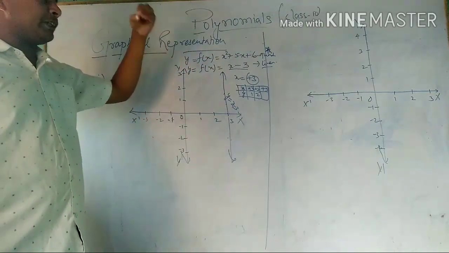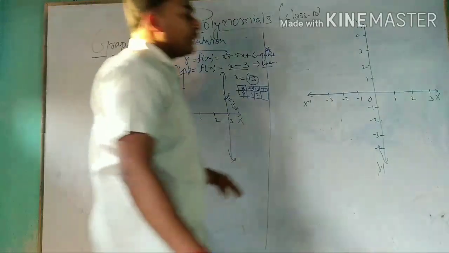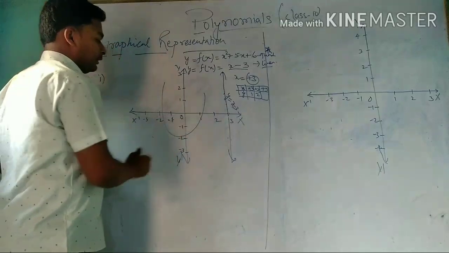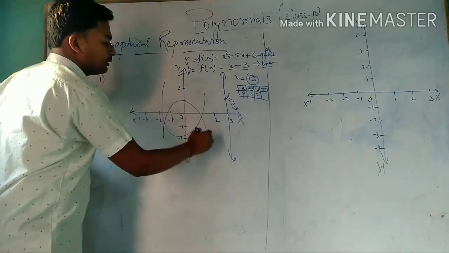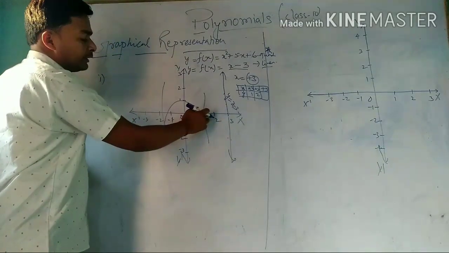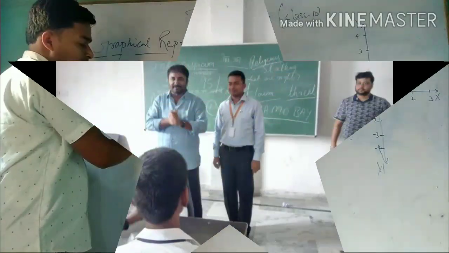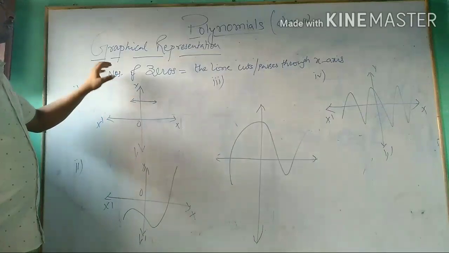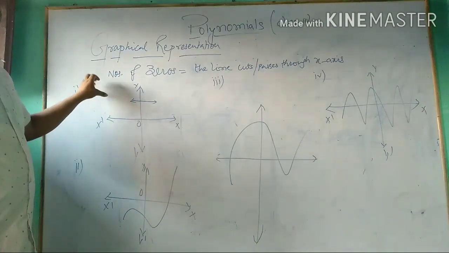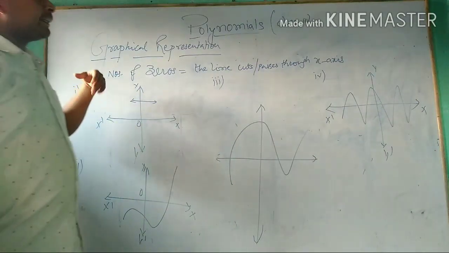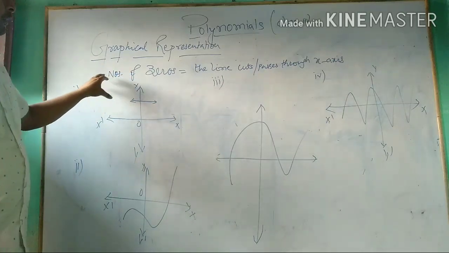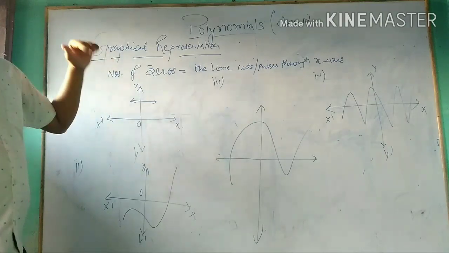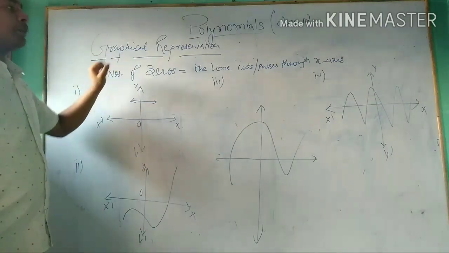Similarly, if we represent any quadratic equation, you can get different types of figures. It may go like this, it may be like this also. Here also you can see that it is passing through two different points on the x-axis. Here also we have to find out the number of the zeros from the graphical representation of the given polynomials.